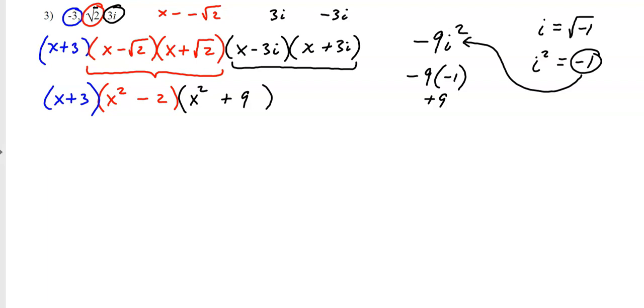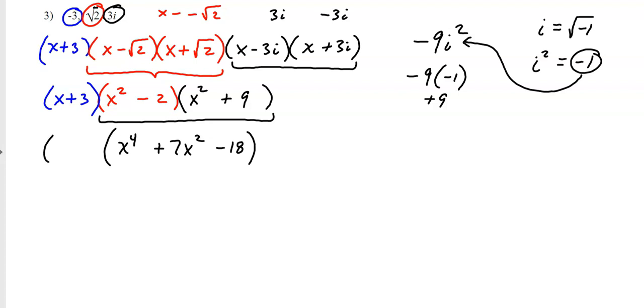So now I have 3 pieces I have to add together. Maybe I'll do these 2 together first. So x squared times x squared, that's x to the 4th. Then I'm going to have a plus 9x squared and a minus 2x squared. So that's plus 7x squared. And then the negative 2 times the positive 9 is a negative 18.